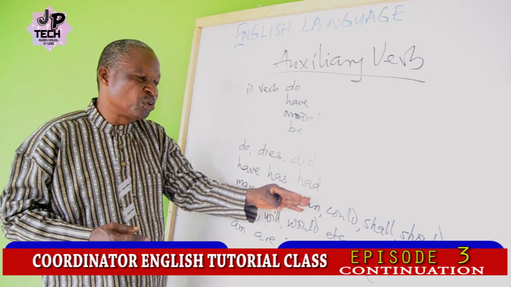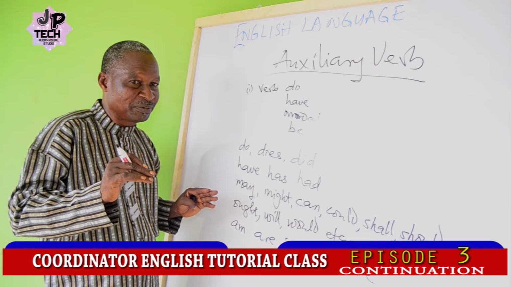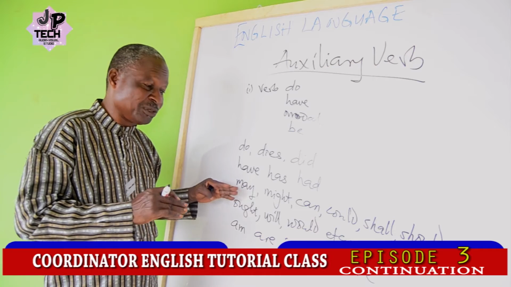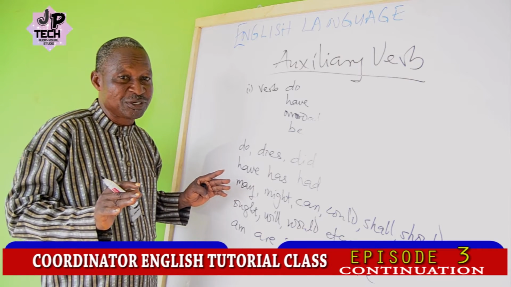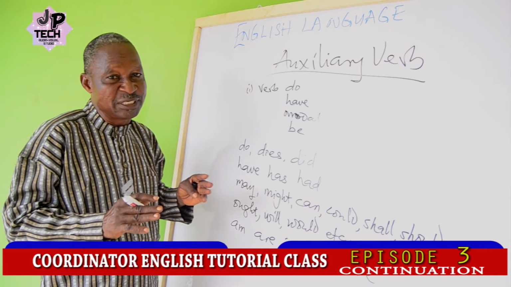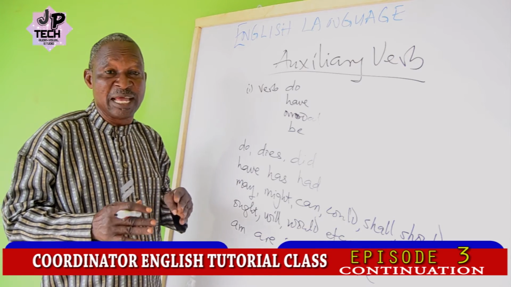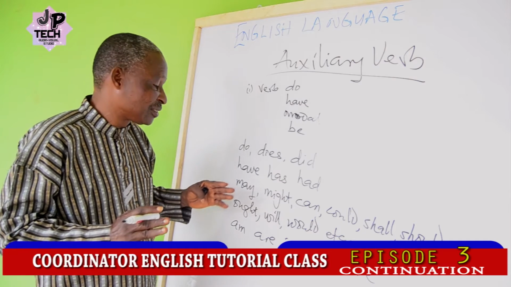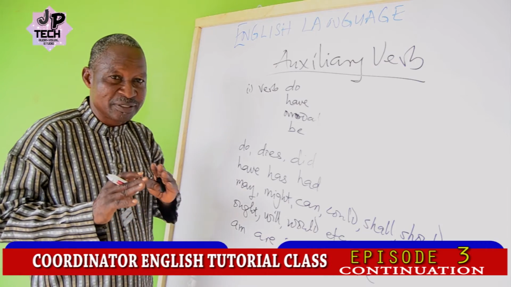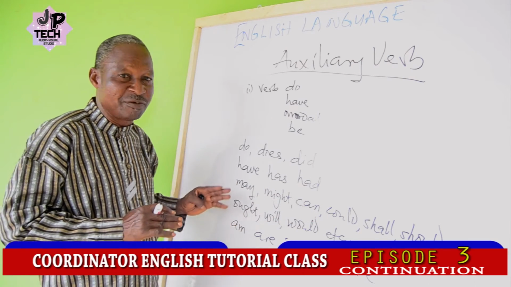May, might, can, could, all these, they are modal auxiliary verbs. May has might as its own past tense. They exist just in one form like this. No ing with them, no ed form with them, and no singular form. They don't carry s or es. All these modal auxiliary verbs, and proper understanding of them must be achieved.